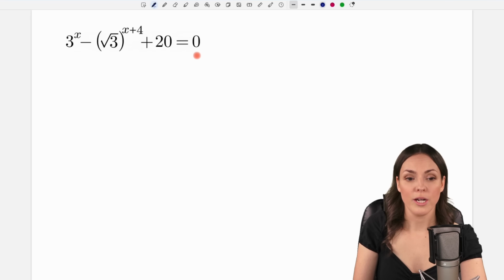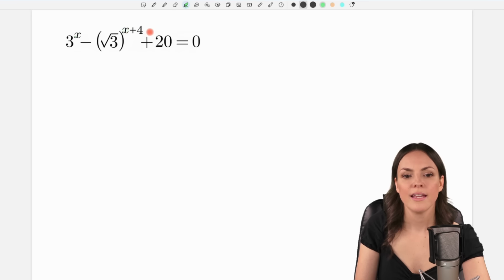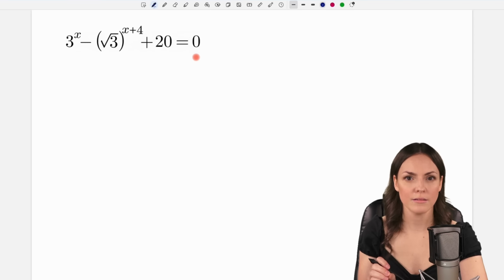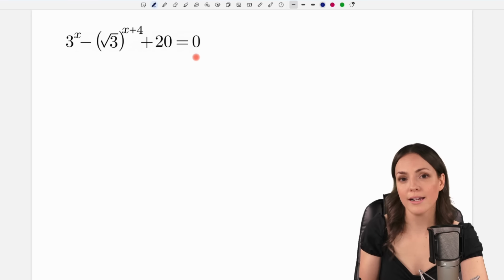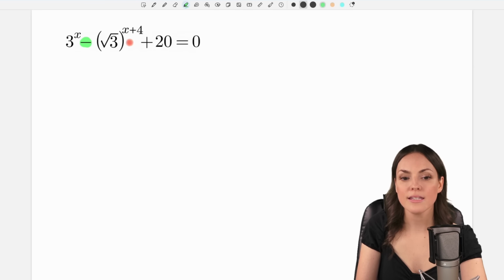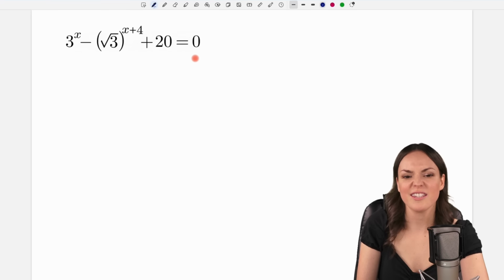It's an exponential equation because we have x in the exponent here and also here. So we have 3 to the power of x and the square root of 3 to the power of x plus 4. So we have to use the logarithm at some point to be able to solve for x. But it's not a good choice to apply the logarithm right now because we have a minus here and a plus here, and the logarithm wouldn't help us to get any solution. So we first try to look at the equation, try to simplify it a little bit.